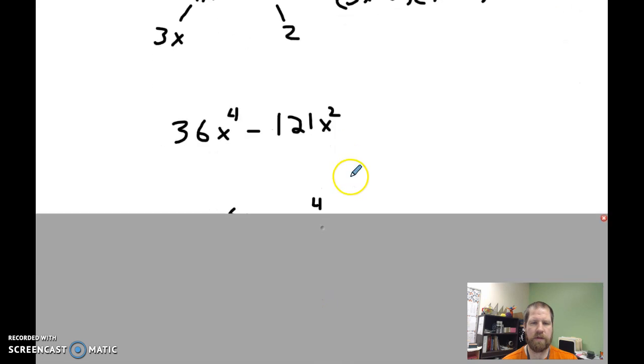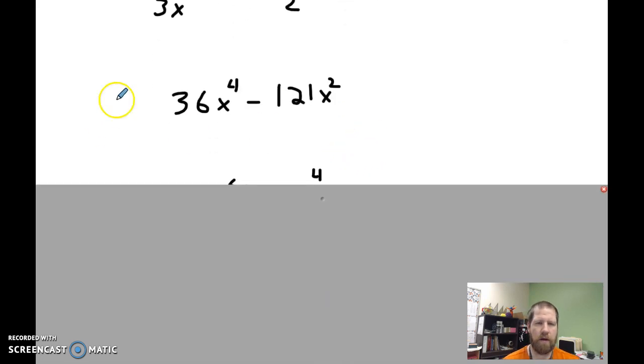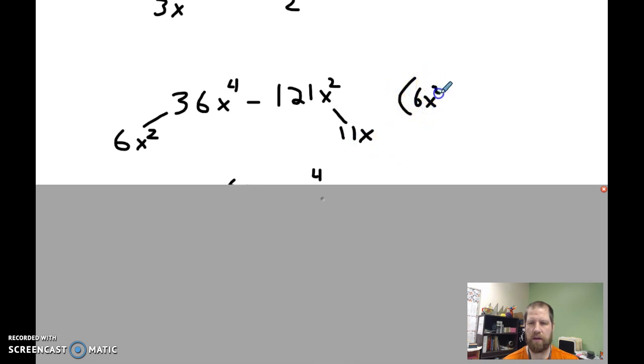Okay, let's look at some more examples. All right, 36x to the 4th minus 121x squared. 36 is 6 squared, and x to the 4th is x squared squared. 121x squared is going to be 11x. So my binomials would be 6x squared plus 11x times 6x squared minus 11x.